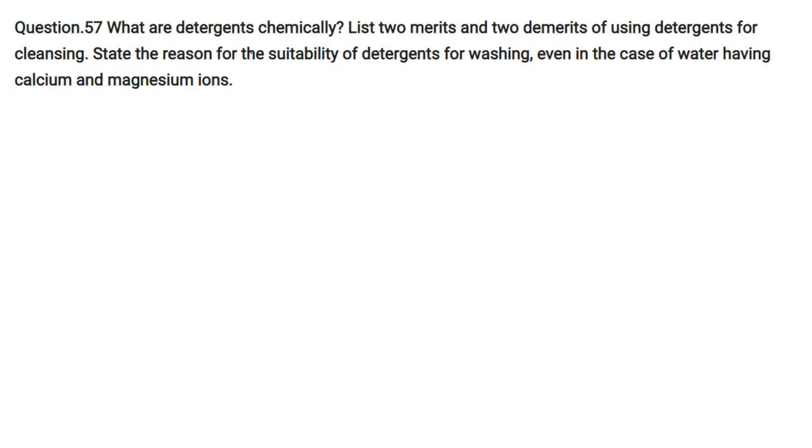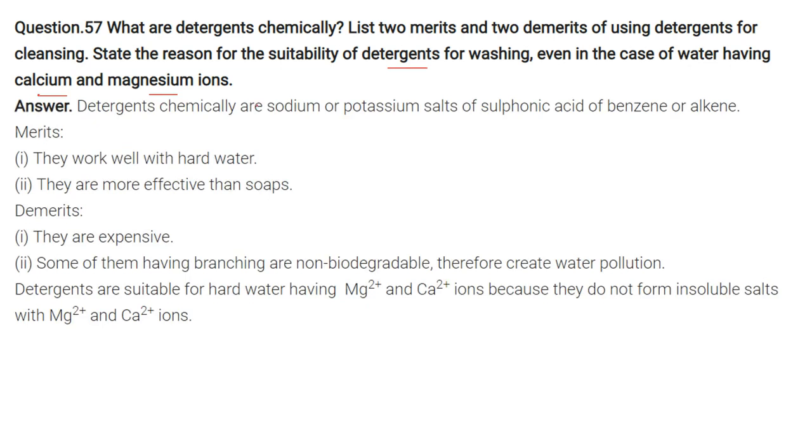What are detergents chemically? List 2 merits and 2 demerits of using detergent for cleansing. State the reason for suitability of detergent for washing, even in the case of water which contains calcium and magnesium ions. So detergents are chemically sodium and potassium salts of sulfonic acid of benzene and alkene.